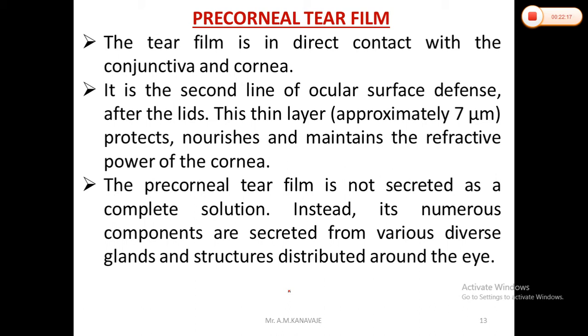The precorneal tear film is not secreted as a complete solution. Instead, its numerous components are secreted from various diverse glands and structures distributed around the eye. They form one structure, and they protect the eye surface, the ocular surface. So the defense mechanism is provided by this particular precorneal tear film.